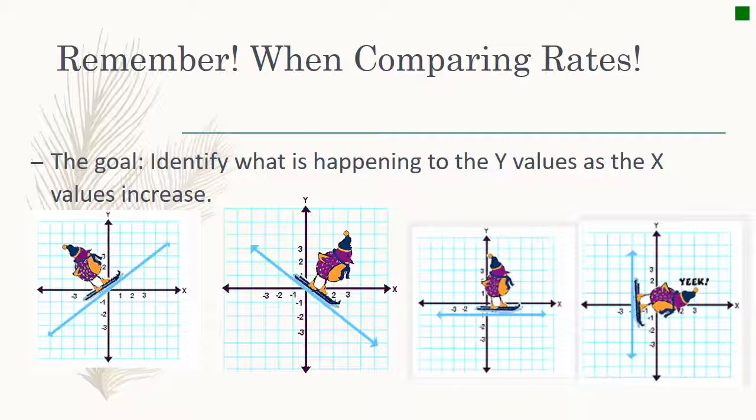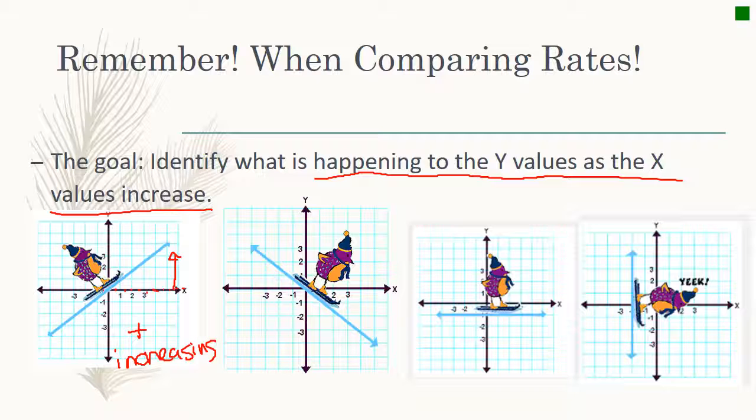Please remember, when you find a problem that is asking you to compare rates, remind yourself what is happening to the line, the y values, as the x values increase, okay? So pretend I am walking across the x-axis. In this situation, as I'm walking across the x-axis, my line is increasing. So this is going to be a positive or increasing slope. All right, in this next one, as I'm walking along my x-axis, what's happening to my line and my y values? They're dropping. They're decreasing. That's a decreasing or a negative slope.